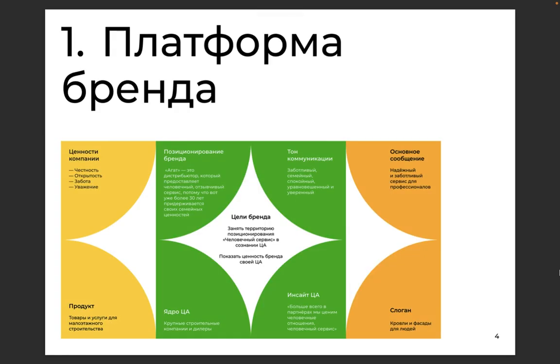So the first is brand platform, where I show brand positioning, like core target audience, company values, etc. It is the base of the brand, and it gives a context for designers who will use this identity, like why it is so, why I designed it in that way and such character.